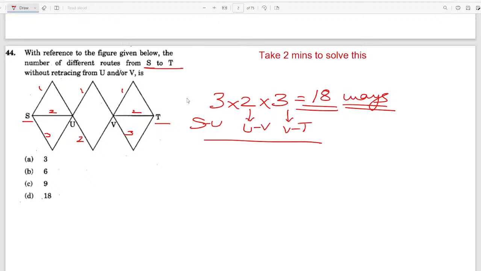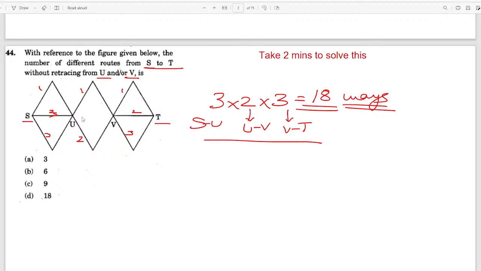Okay. So they're asking, in how many ways can a person go from S to T? These are the routes that they have given, without retracing from U or V. So you cannot go back from U. If you go from this route, you cannot take this route back again. This is not possible. You have to go in one direction from S to T.